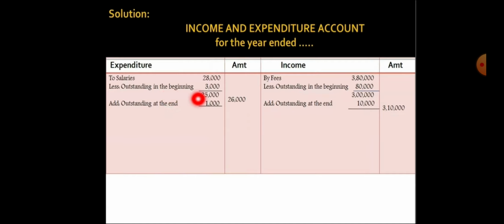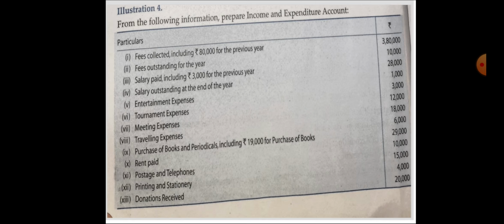Just understand that in income and expenditure account only the current year figure should be shown. So the previous year will be deducted and outstanding at the end of this year will be added. Okay, now moving further with the next transaction. So our salary and fees is over.